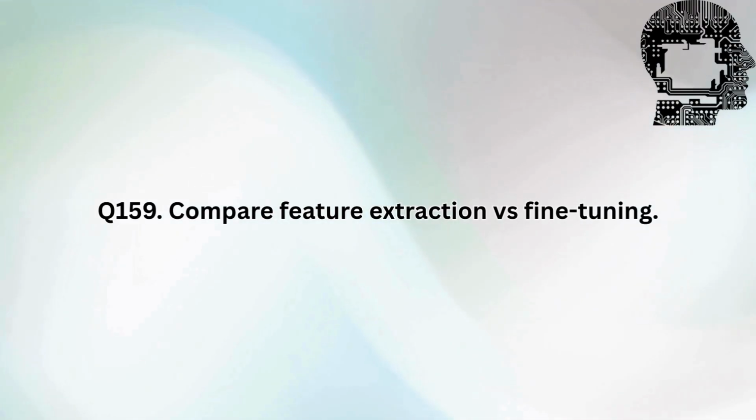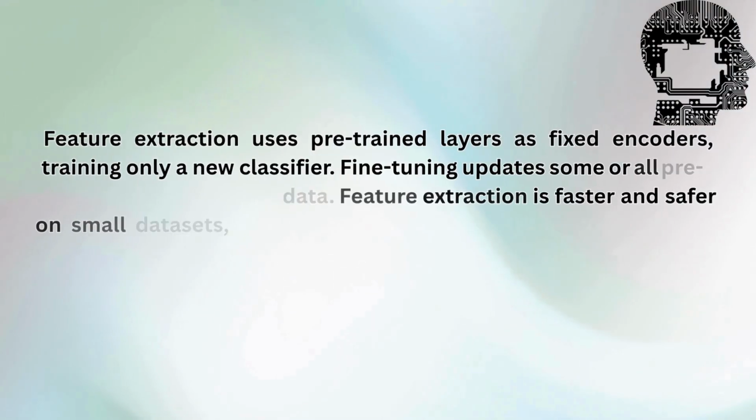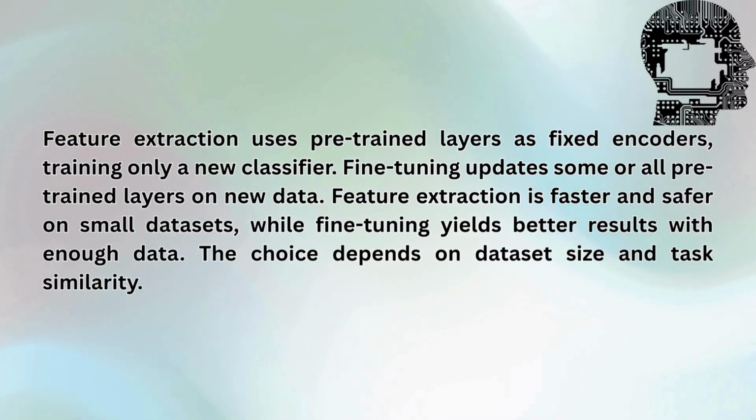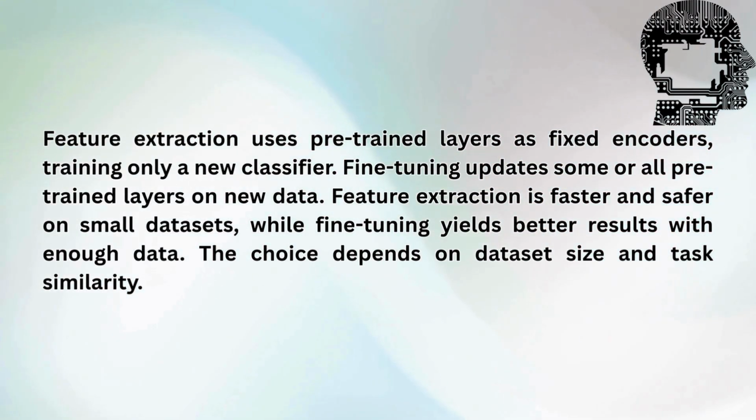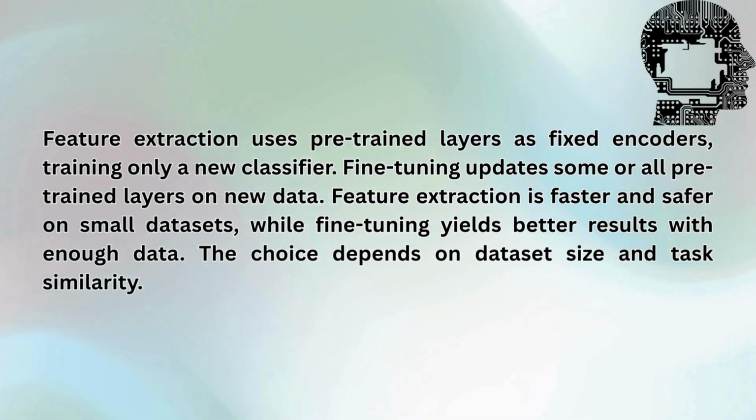Compare feature extraction versus fine-tuning. Feature extraction uses pre-trained layers as fixed encoders, training only a new classifier. Fine-tuning updates some or all pre-trained layers on new data. Feature extraction is faster and safer on small datasets, while fine-tuning yields better results with enough data. The choice depends on dataset size and task similarity.